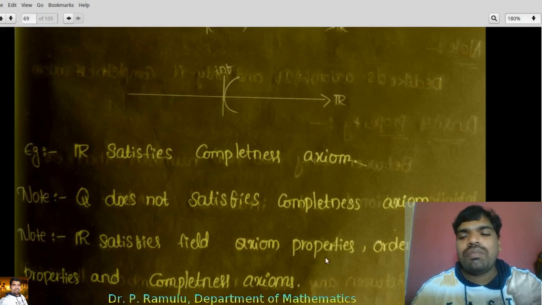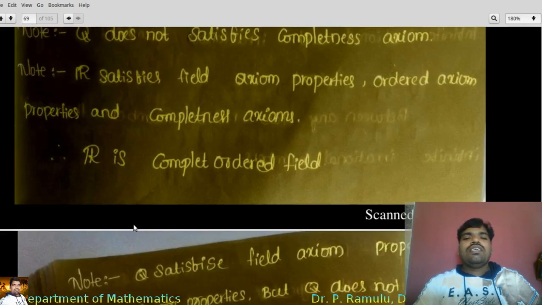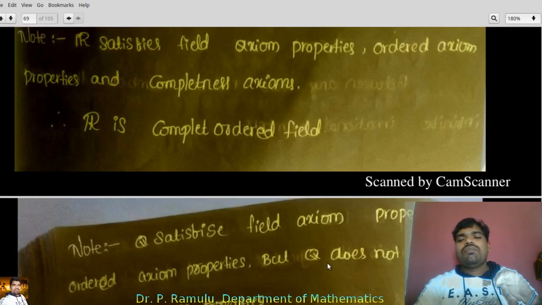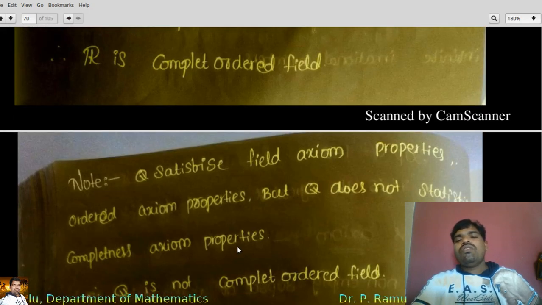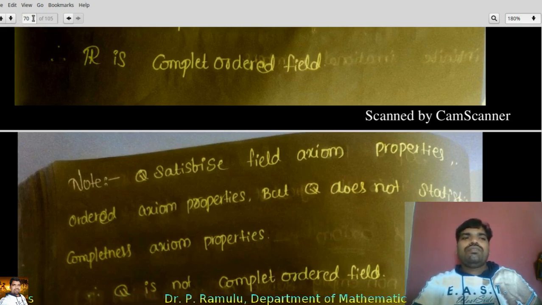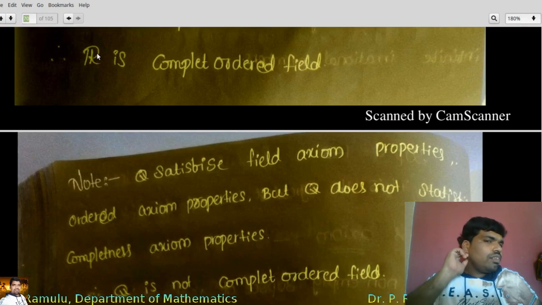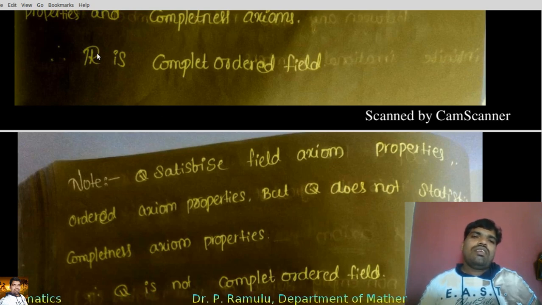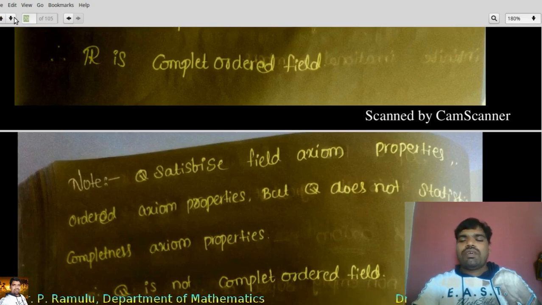R satisfies the field axioms, the order axioms, and the completeness axiom. Therefore R is called a complete ordered field. Q satisfies the field axioms and order axioms, but Q does not satisfy the completeness axiom. Therefore, Q is not a complete ordered field and R is. So we have completed three axioms: field axioms, order axioms, and completeness axiom. You have to remember this.